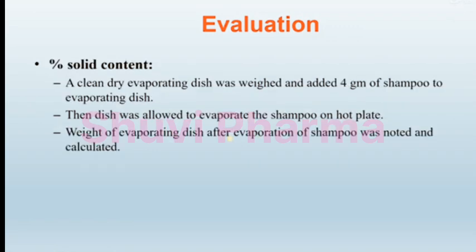Now we will perform the second evaluation parameter, that is solid content. So in case of solid content, a clean and dry evaporating dish was weighed and 4 gram of shampoo was added to the evaporating dish. Then the dish was allowed to evaporate the shampoo on the hot plate. Then the weight of evaporating dish after evaporation of shampoo was noted and calculated.